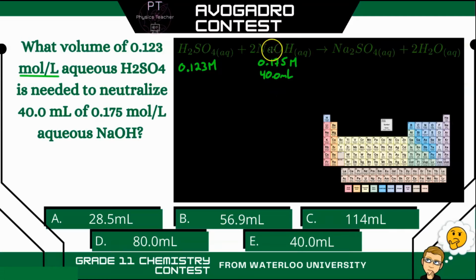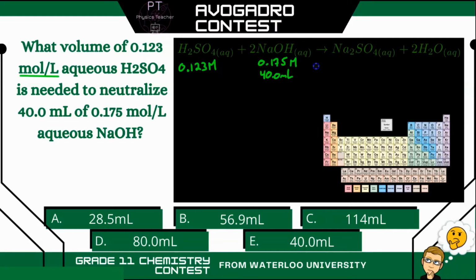Alright, well, if we want to go between products or reactants in our equation, we can't use molarity or concentration. We can't use volume. We have to use moles because that's how we count the number of molecules. So we're going to have to first determine how many moles of sodium hydroxide we have.